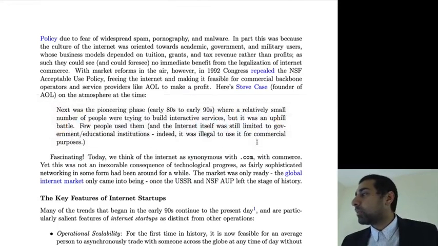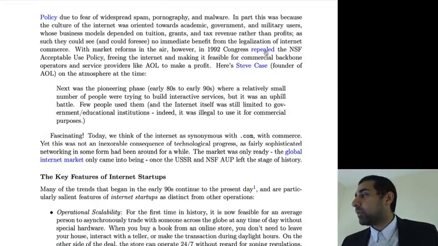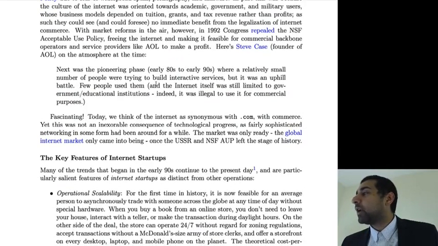And you can read more. I'm not going to go through all of this here, but you can Google around this. Look at acceptable use policy. Here's, for example, Steve Case, who's a founder of AOL, on the atmosphere at that time. And he notes over here, few people used the internet in the early 80s to early 90s because it was illegal to use it for commercial purposes.